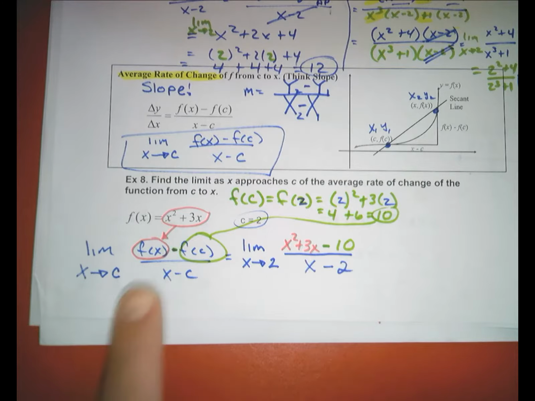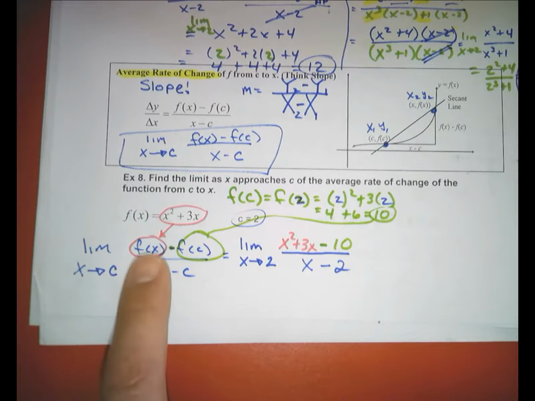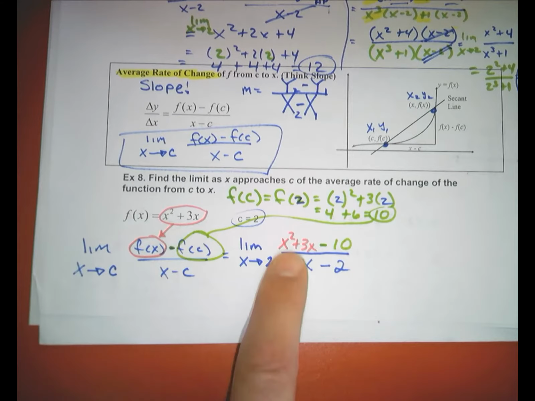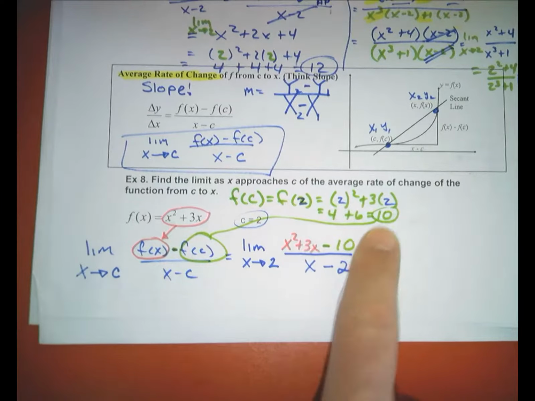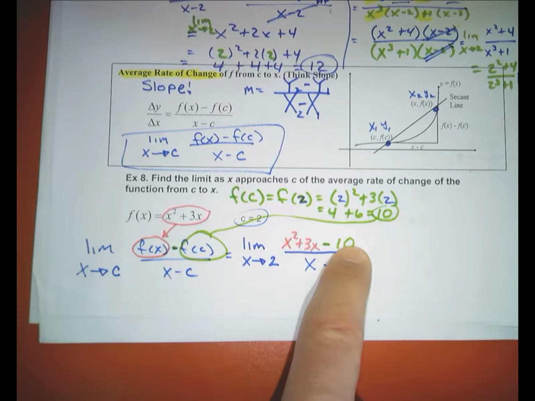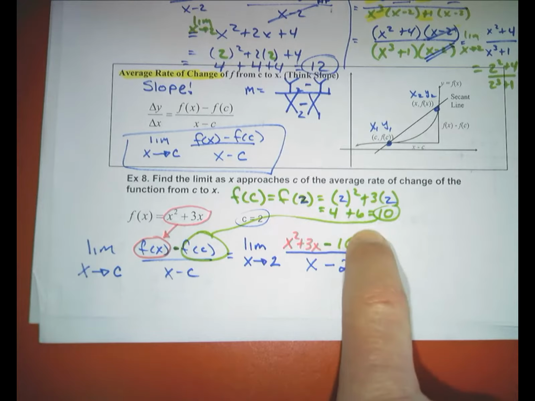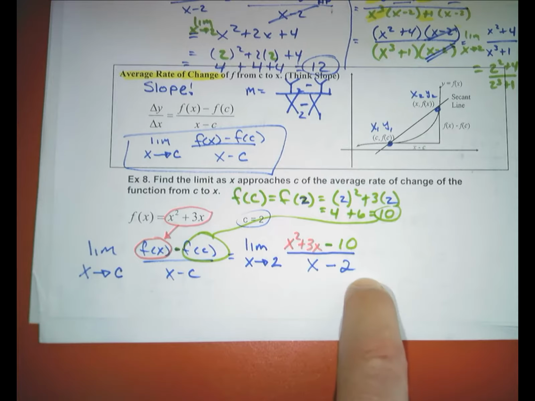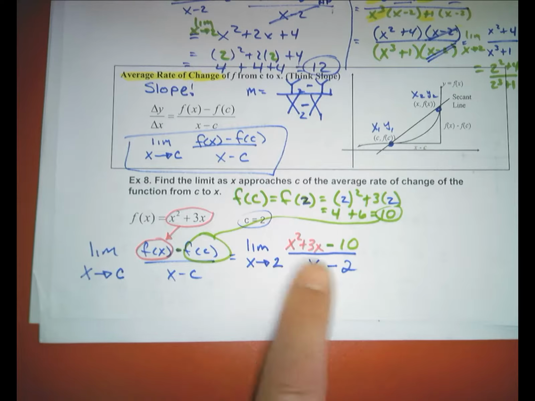Okay, so again, I've got the limit as x approaches c. c is 2. f of x is our function, it's given to us. Minus f of c, f of 2, which is, again, 10. Make sure you subtract it because that's what the formula is. This represents y2 minus y1 all over x2 minus x1. In this case, the c value is 2. Well, I can't find that limit as x approaches 2 by plugging in because 2 minus 2 is 0, and I can't divide by 0.